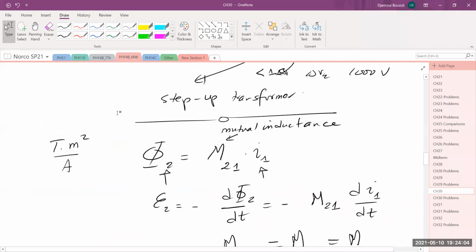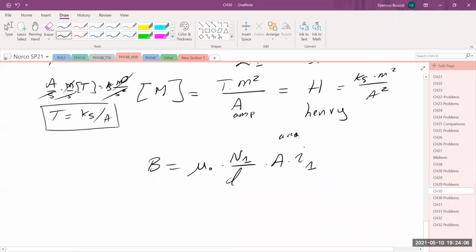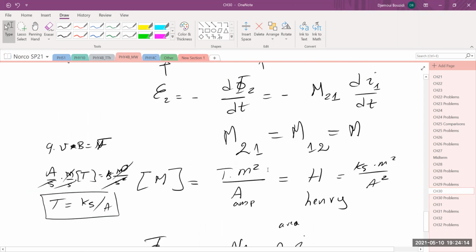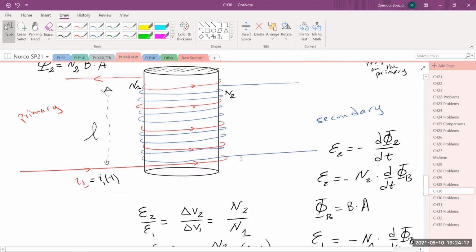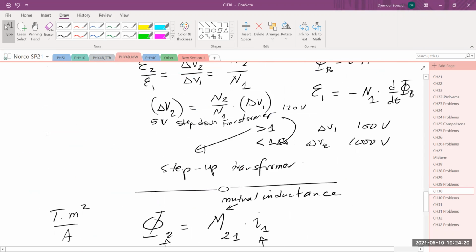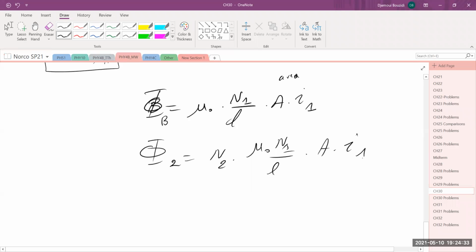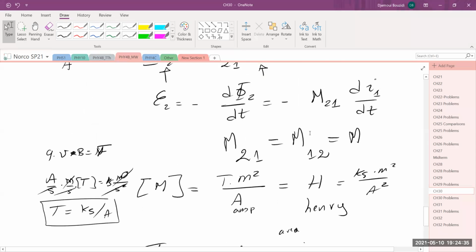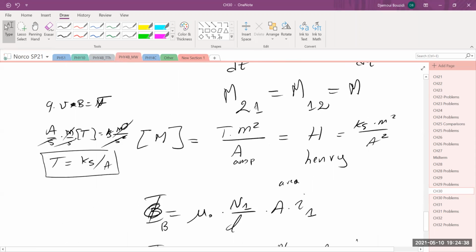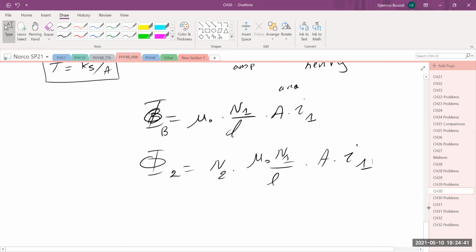Okay, I'm sorry, this is actually already the flux, not the magnetic field. I multiplied by the area. Okay, so this is the flux of the magnetic field in that one, and of course I have to multiply it by N2 in order to find the flux in the secondary. So the flux in the secondary, phi2, I have to multiply this whole thing by N2, which is mu naught N1 over the length of the solenoid times A times I1. Obviously, if I compare this expression to this one, this is M times I1, and this is the whole thing times I1.